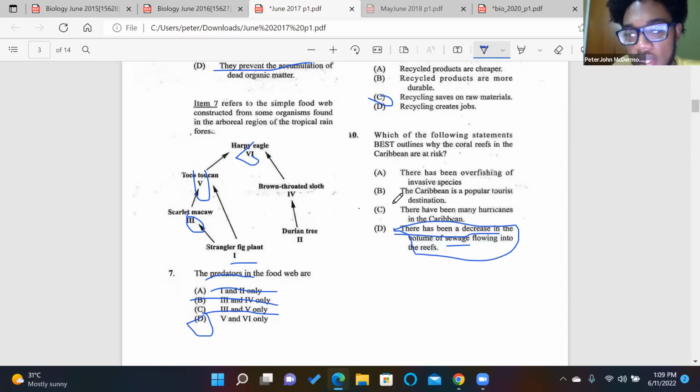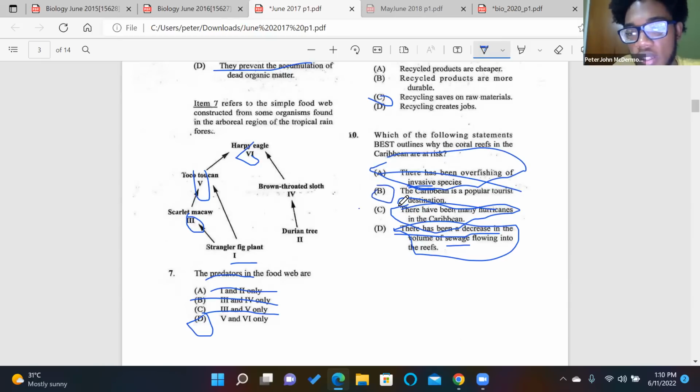There have been many hurricanes in the Caribbean. I guess coral reefs actually help mitigate against hurricane damage. So I would cross this one out for hurricanes. Overfishing of invasive species. Overfishing would be something that you'd want to say would damage it, but invasive species, so species that don't belong. So again, I would take this one out. And then what am I left with?